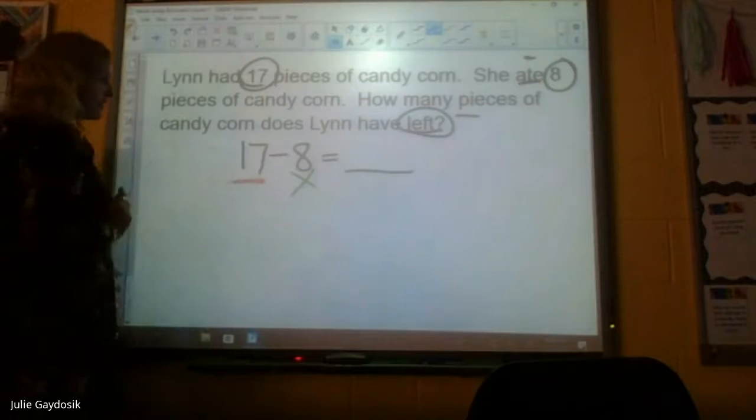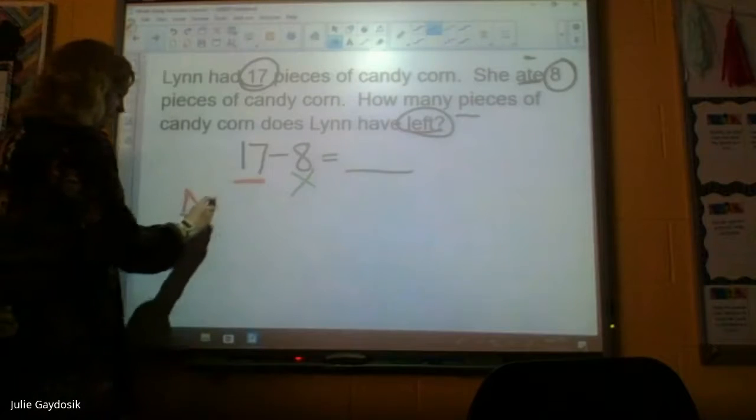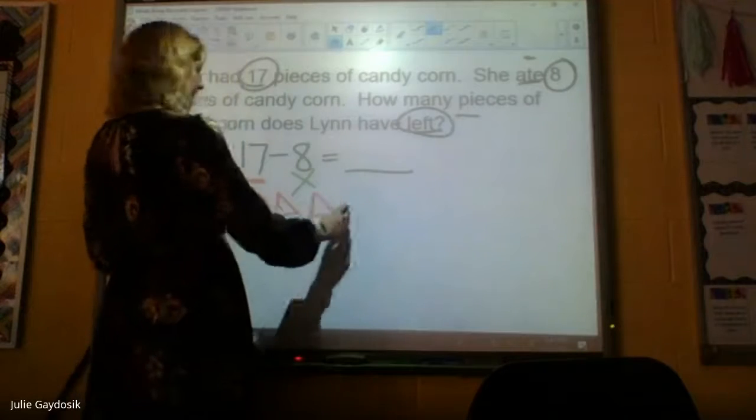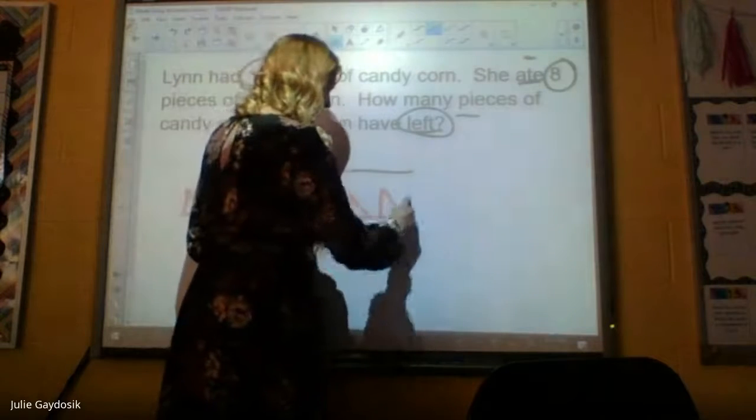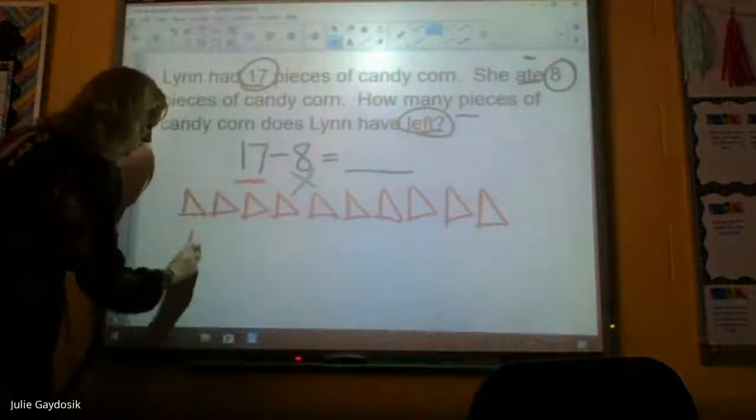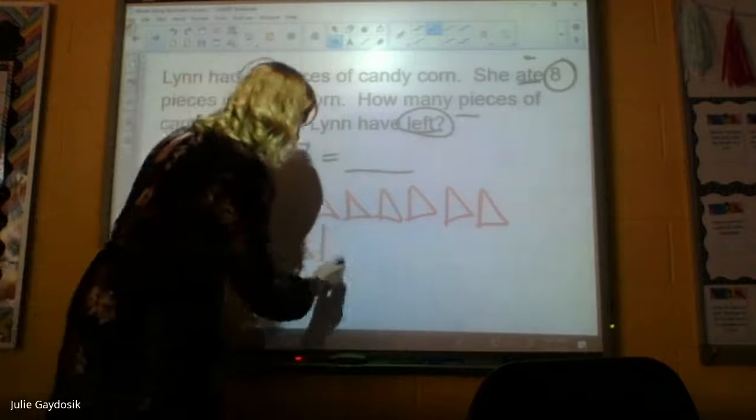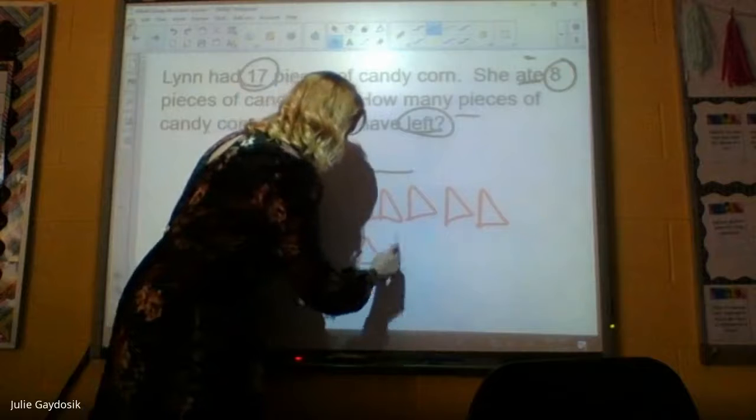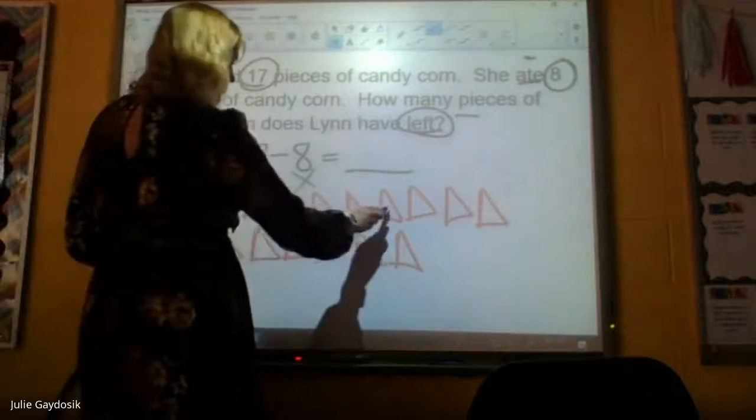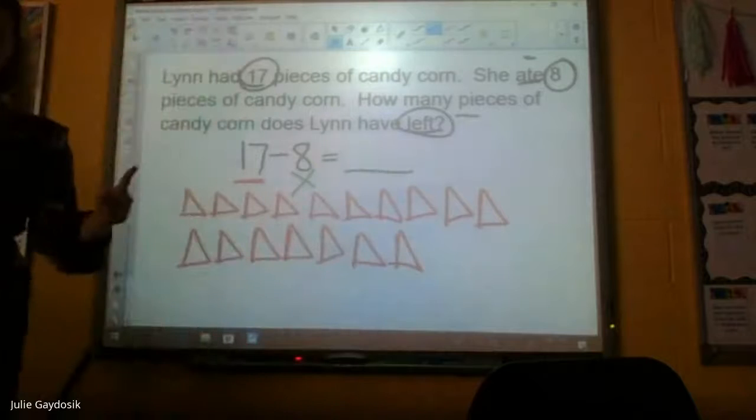So I'm going to draw 17 circles. Well, candy corn's kind of like triangles, so I'll draw triangles. 1, 2, 3, 4, 5, 6, 7, 8, 9, 10, 11, 12, 13, 14, 15, 16, 17. It should be 17. Let me count again: 1 through 17. Did you see what I just did there?